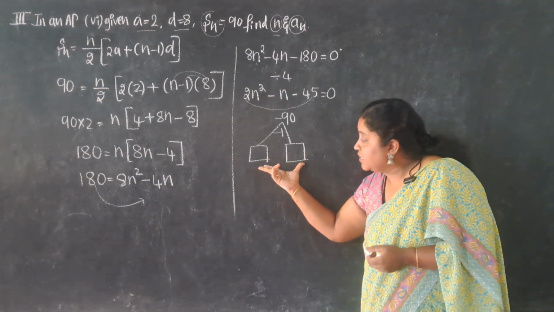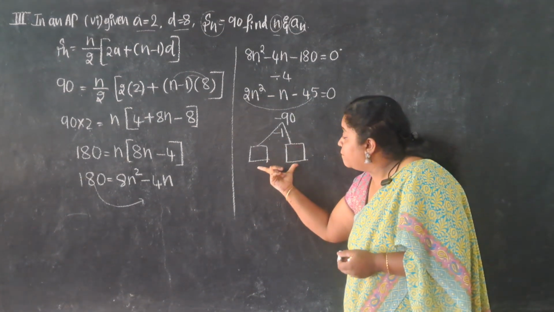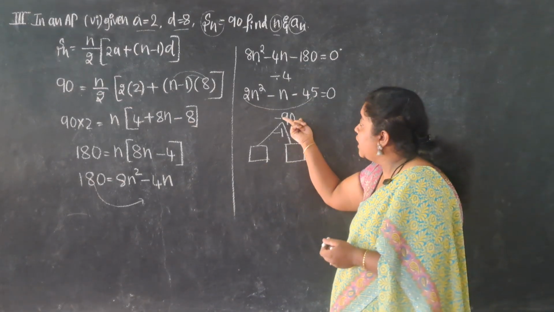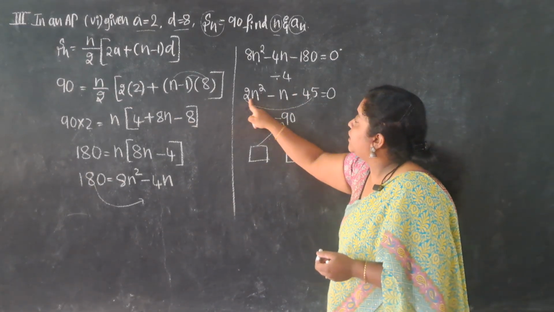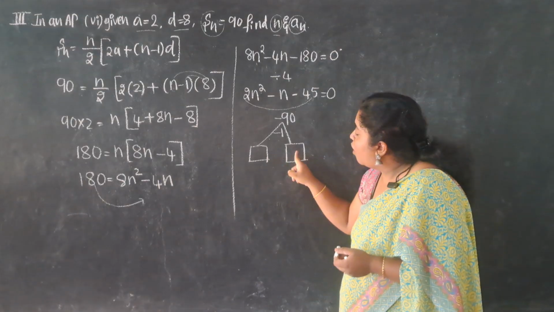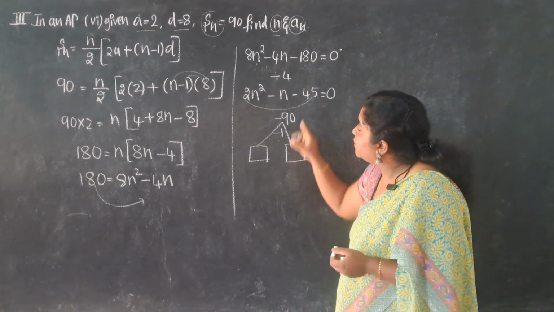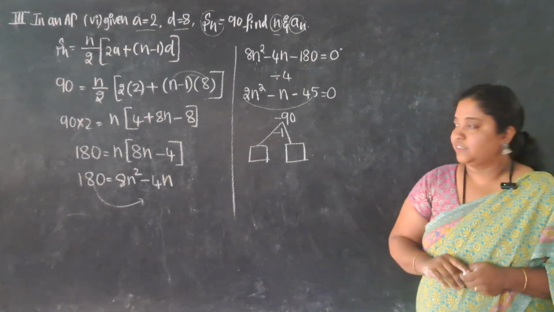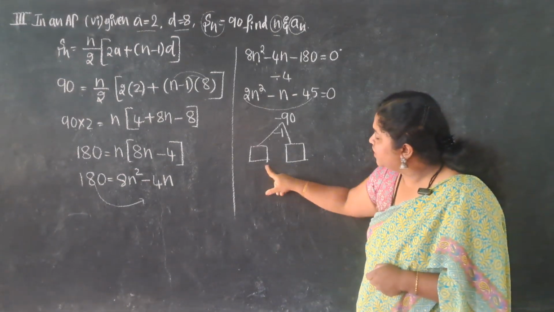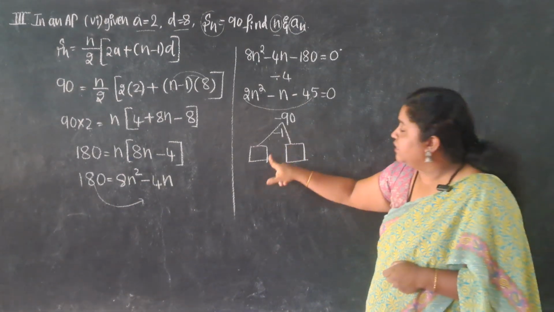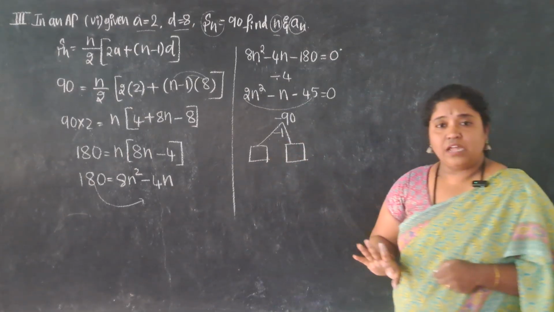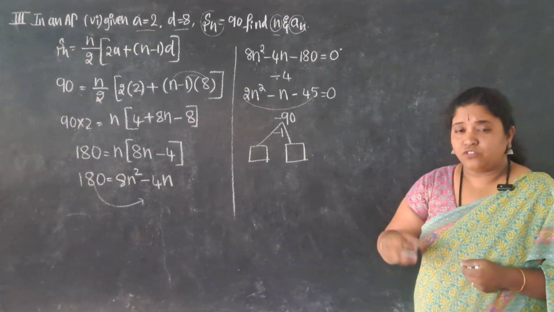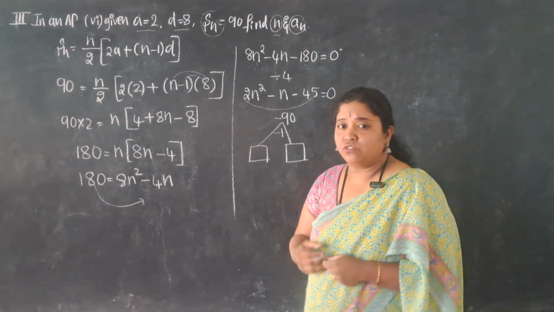I should split in such a way that the product of these two numbers must be the product of the first and last coefficients, and the sum or the difference between these two numbers must be the middle value of the quadratic equation. This is how you should split. Now the product of these two numbers must be 90 and the difference or the addition must be -1. Now use your common sense and tell me, are you able to find out? If so, please do in the comment section and verify whether it is true or not.